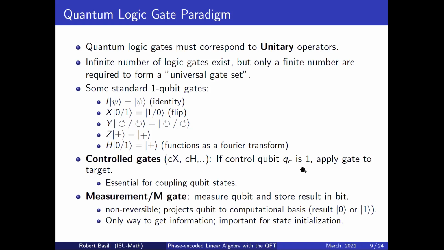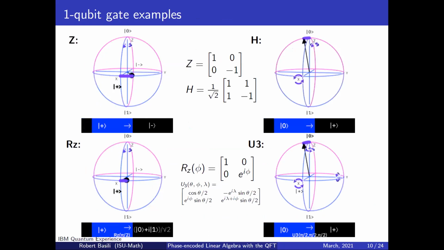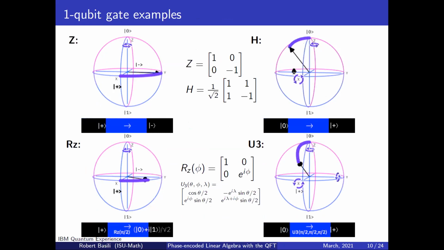And of course, there are measurement gates, which are the non-reversible ones and are how we get information out. Here are some quick little animations to give you a demonstration of how the H gate rotates a qubit into the Fourier basis. Sorry, I should really just say into a mixed state.